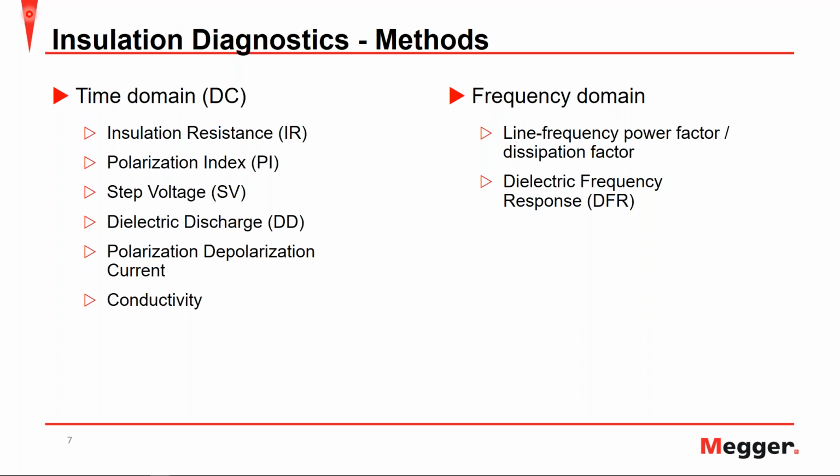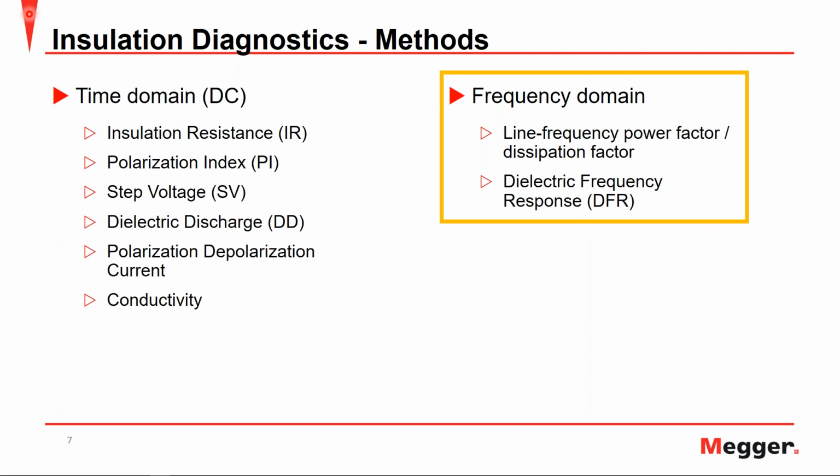Starting with the installation diagnostic methods, there are several different installation diagnostic methods, and on the left here we have our time domain methods that include insulation resistance, polarization index, step voltage, dielectric discharge, polarization, depolarization current, and conductivity. What these test methods all have in common is that they are all DC test methods that are independent of frequency, as opposed to the tests on the right here that are performed in the frequency domain that include line frequency, power factor, and dissipation factor, as well as dielectric frequency response. And for the purposes of this presentation, we're going to take a look in the frequency domain.